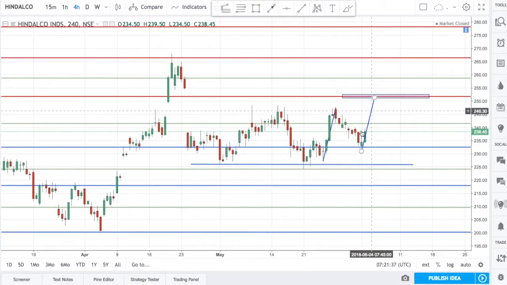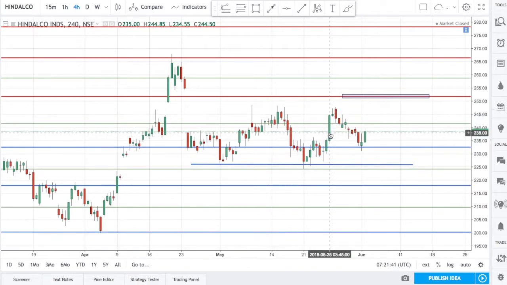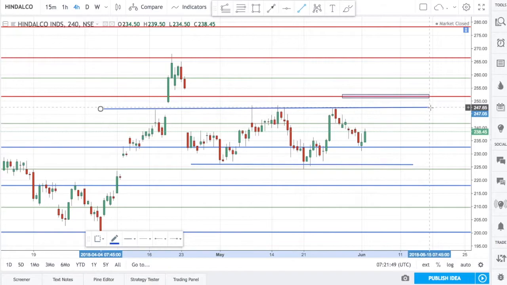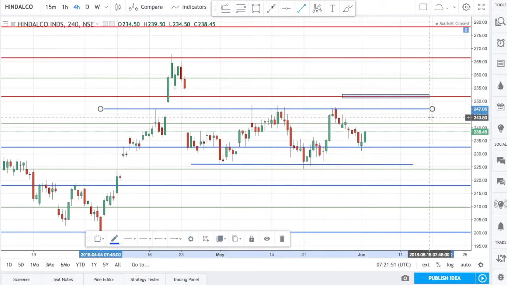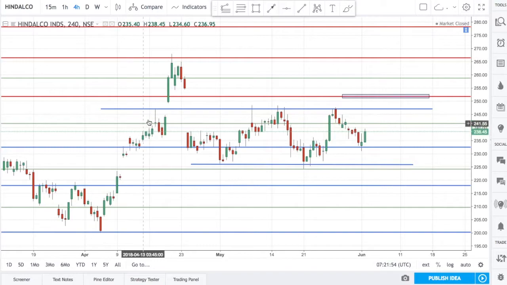However, since the stock price has encountered rejection three or four times at this level, we need to respect it. Stock price was rejected here twice, thrice, four times, five times. So this level has to be respected. As such, this level would be our first target and this zone would be our second target.